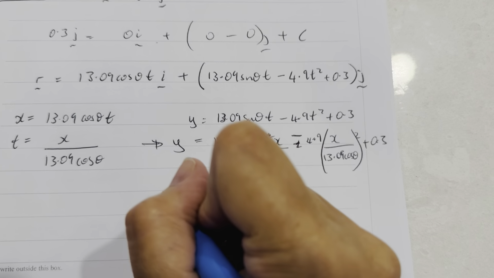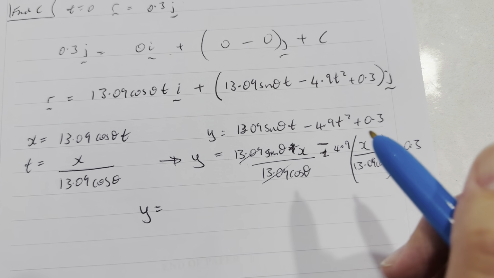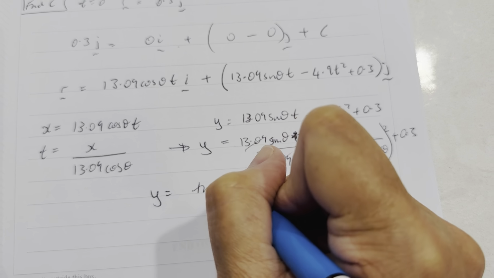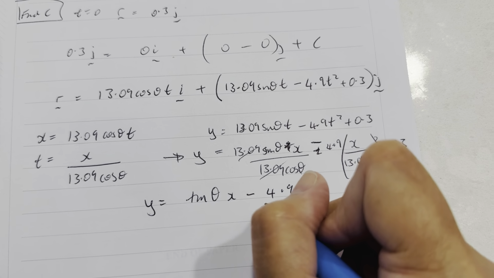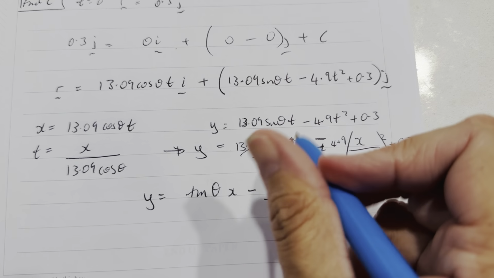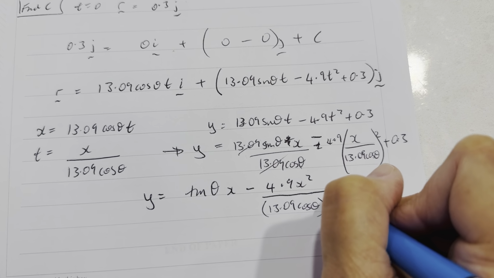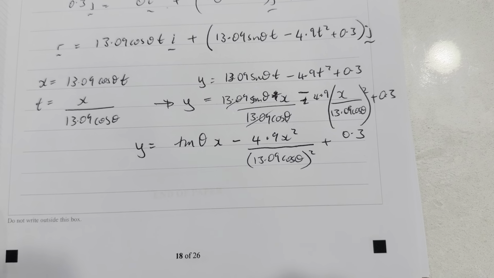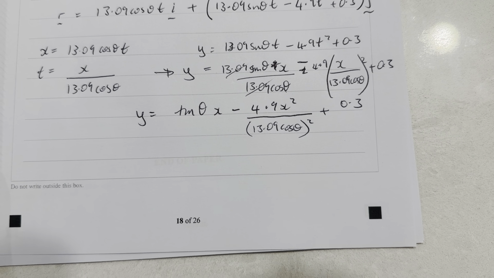Simplifying this up a little, I'm just going to move it down here a bit. Y equals, the 13.09s will cancel. Sine over cos obviously is going to give me tan. So tan theta x minus 4.9 x squared over 13.09 cos theta squared plus 0.3. So we get to that point and we've got a Cartesian equation.